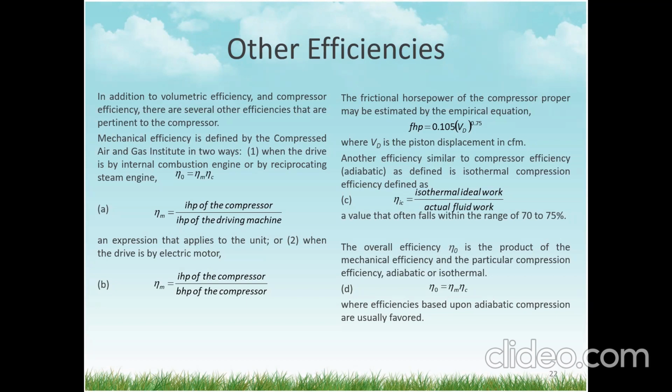Another efficiency similar to compressor efficiency adiabatic is defined as the isothermal compression efficiency kung siya ay isothermal. Ideal work divided by actual fluid work, a value that often falls within 70 to 75%. And the isentropic, the overall efficiency is the product of the mechanical efficiency and the particular compression efficiency, adiabatic or isothermal, where efficiency N sub O is equal to N sub M times N sub E, where efficiency based upon adiabatic compression are usually favored.